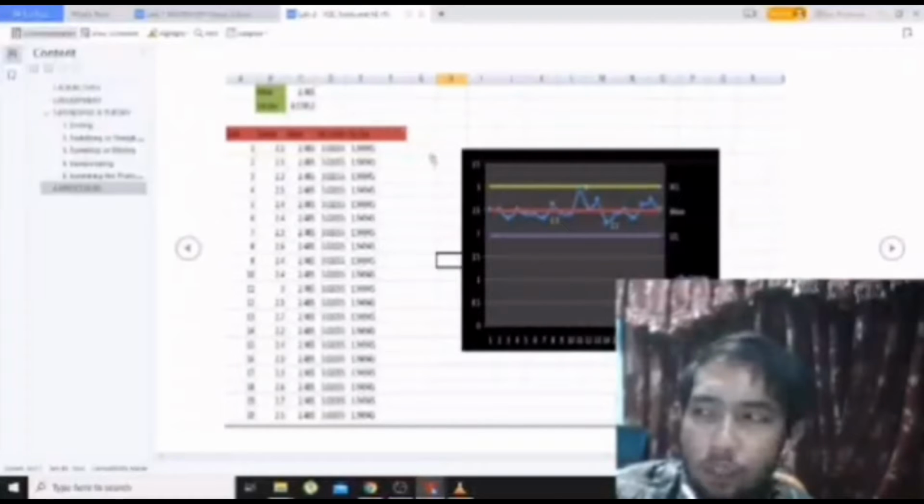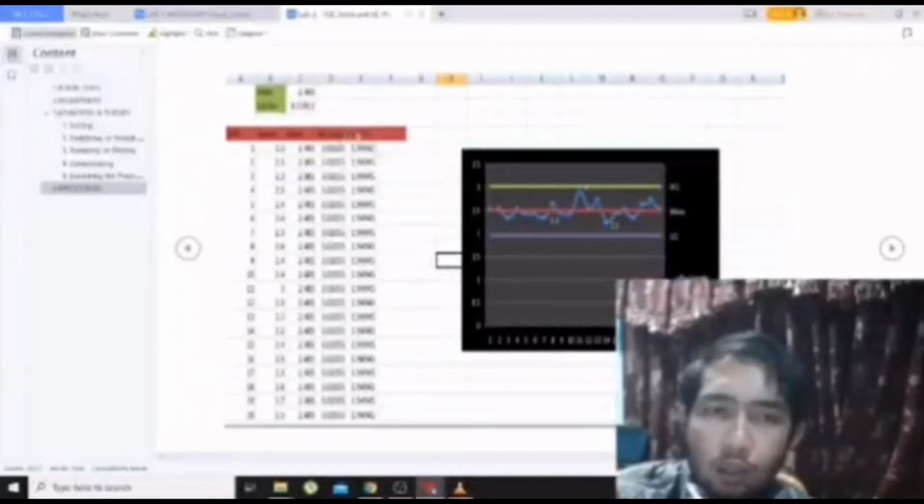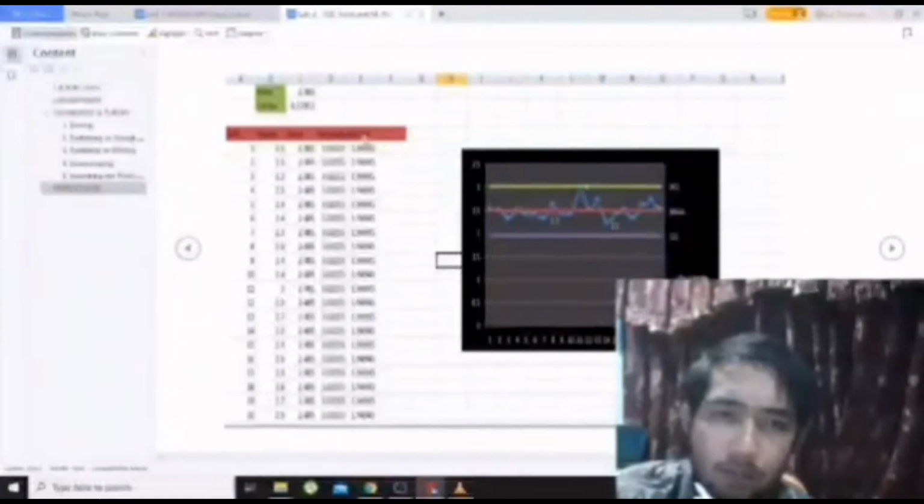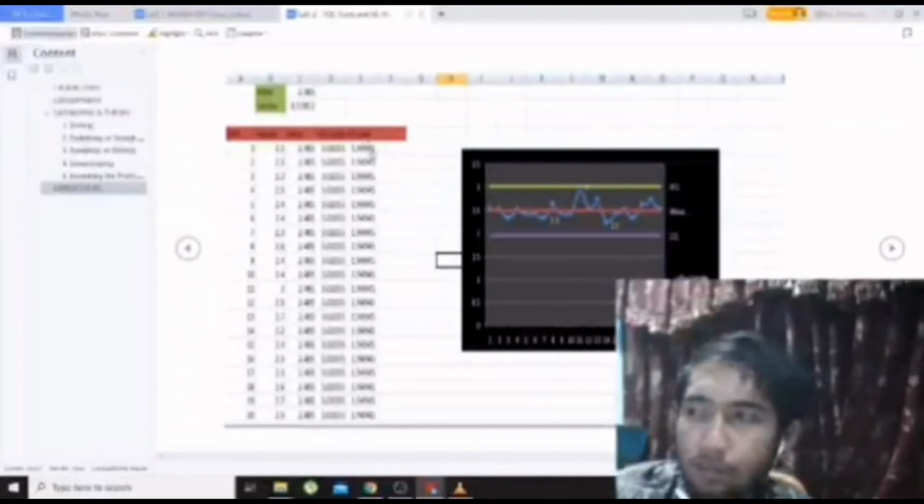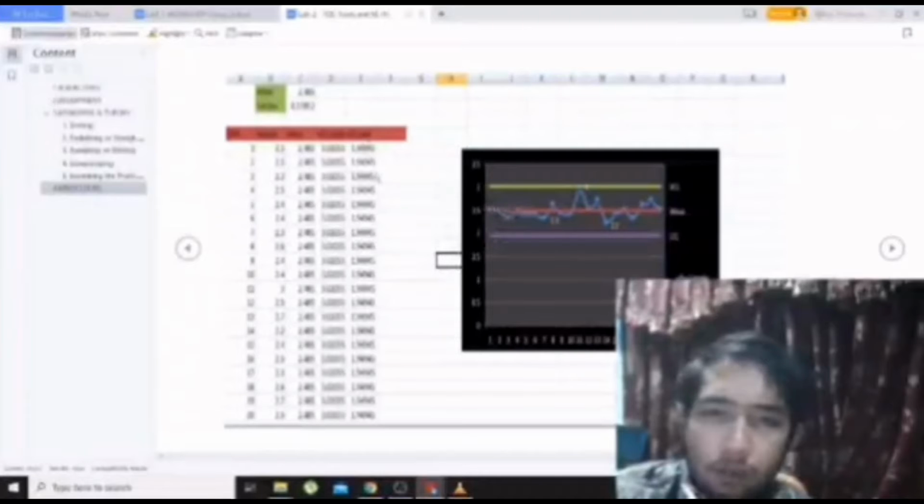For the chart, we need to have the upper control limit, which is mean plus 3 times sigma, and then the lower control limit, which is mean minus 3 times sigma. And this is the chart that we will get after we put the correct amounts in the table.